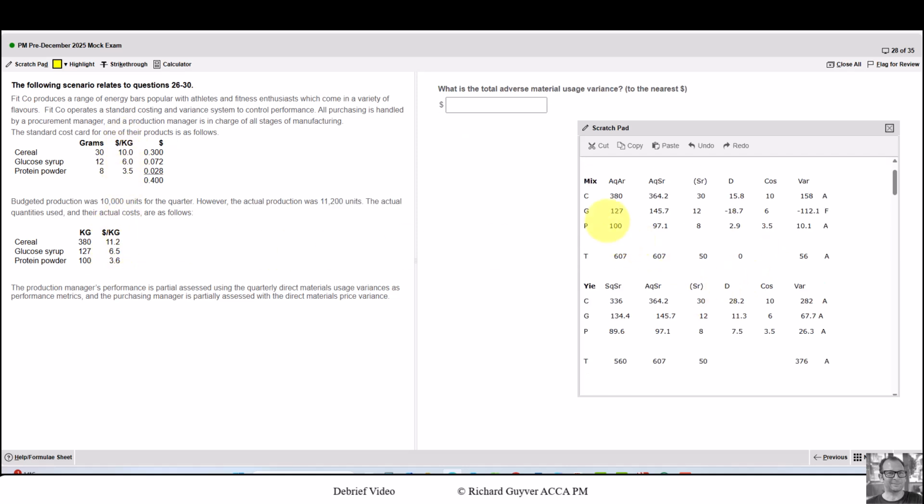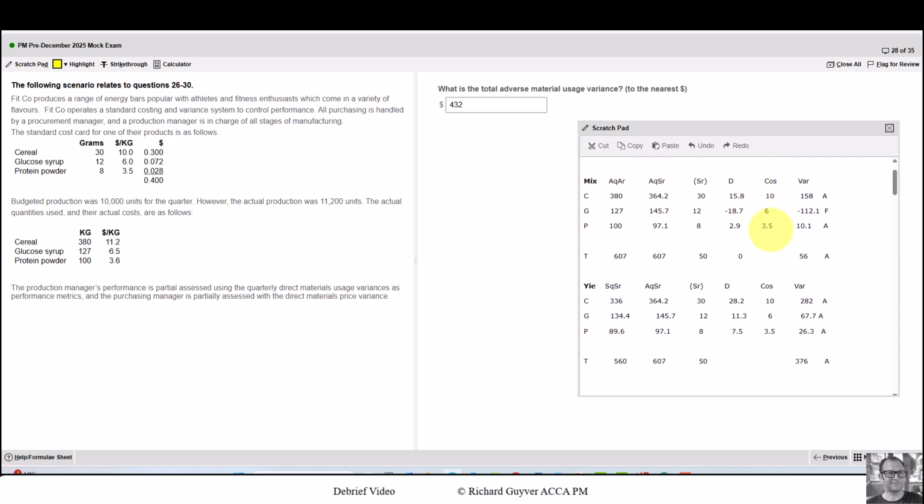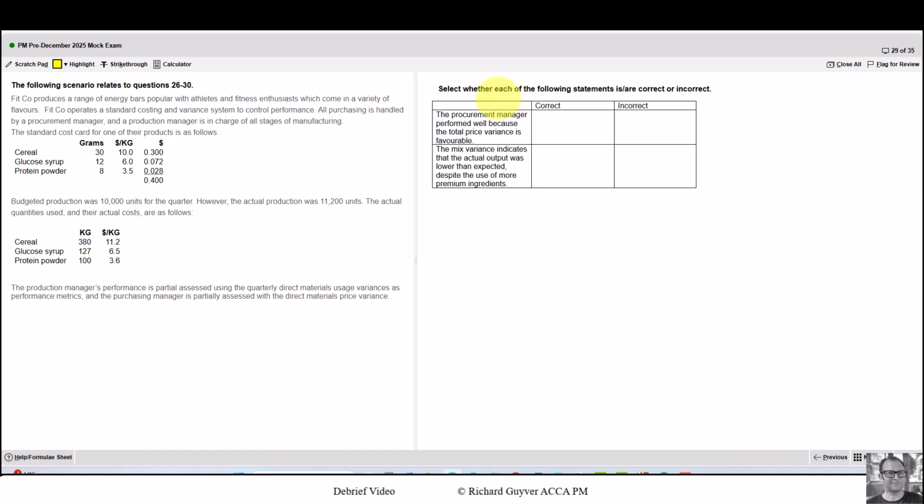What is the total adverse material usage variance? Well, if we add together our mix and yield variances, the 56 and the 376, that gives us 432. So we save a bit of time on that one. The other way to do it is to take the actual quantity and the actual ratio, subtract the standard quantity at the standard ratio, find the difference between those two, and then multiply by the cost per kilogram to get the variance.